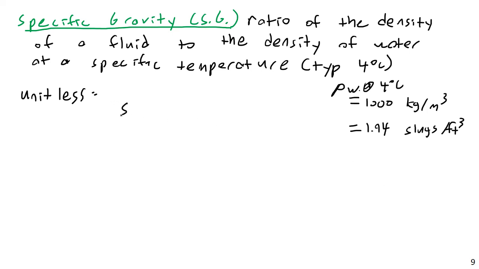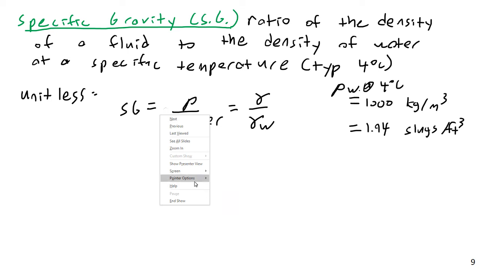And so the specific gravity for liquids will be based off of comparing it to water. Rho over rho water, which will also be equal to gamma over gamma water. You can use either one, whichever is more convenient.